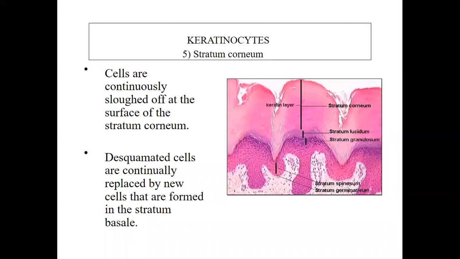Okay, the keratinocytes in the stratum corneum are continuously sloughed off. The cells here will be sloughed off at the surface of the stratum corneum, and these cornified cells are continually replaced by new cells that form in the stratum basale.